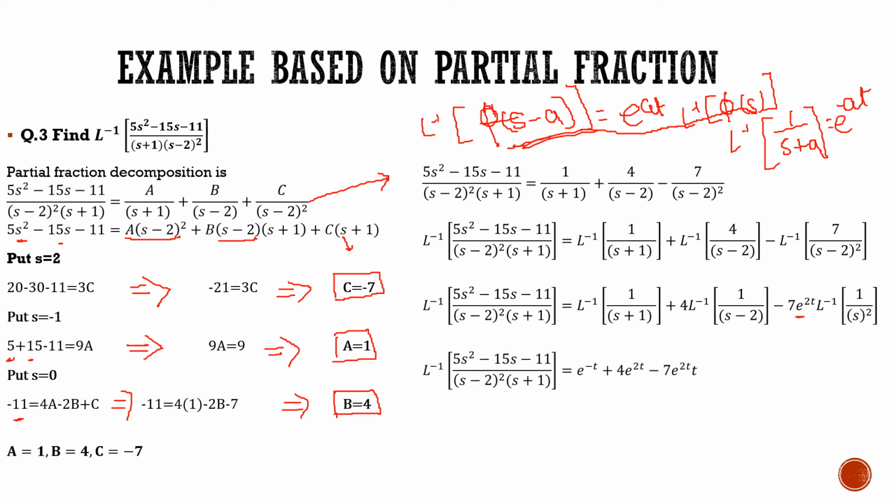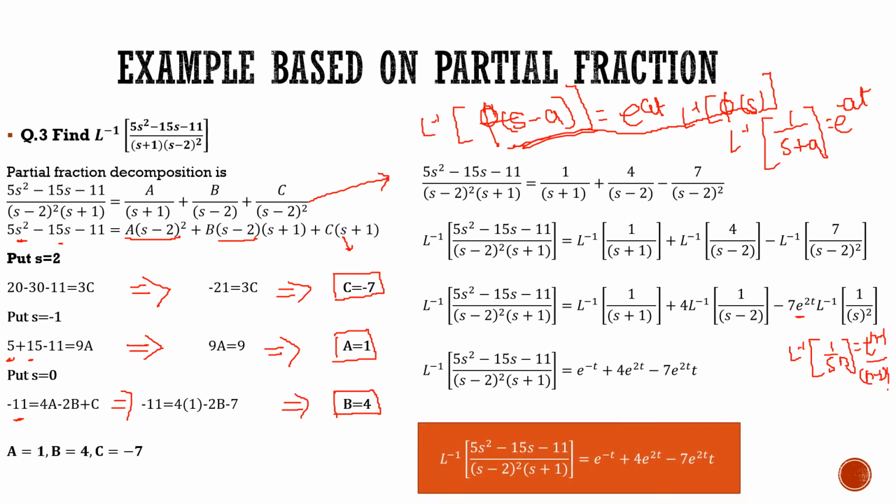And now we put the standard formula, that is the inverse Laplace of 1 upon s raised to power n is equal to t raised to power n minus 1 divided by n minus 1 factorial. So we will use that formula and find the value, and this is our final answer: e raised to power minus t plus 4 e raised to power 2t minus 7 e raised to power 2t multiplied with t.